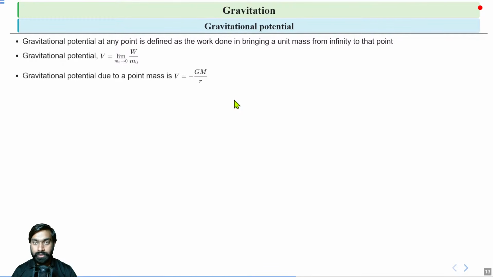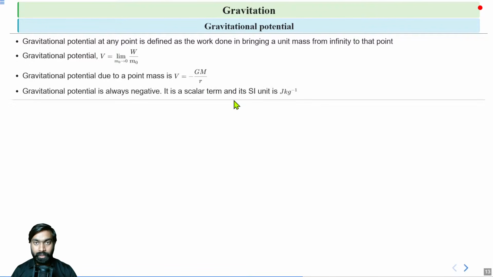Gravitational potential due to a point mass is given by V equal to minus GM divided by small r, where small r is the radial distance from the mass M. And gravitational potential is always negative. If we talk about the nature, gravitational effect is always attractive in nature. It is a scalar quantity, and the SI unit is joule per kg. Clear, everyone?